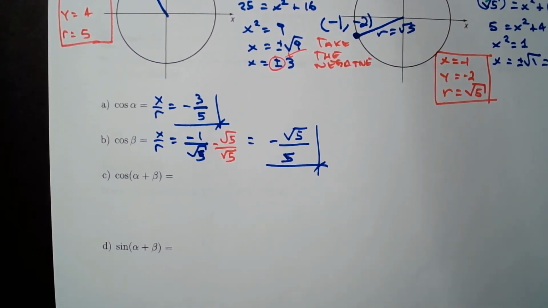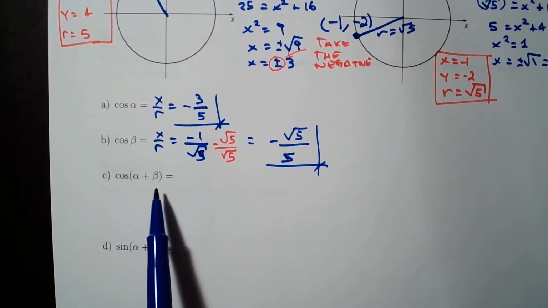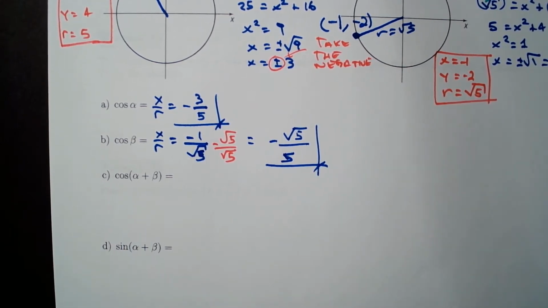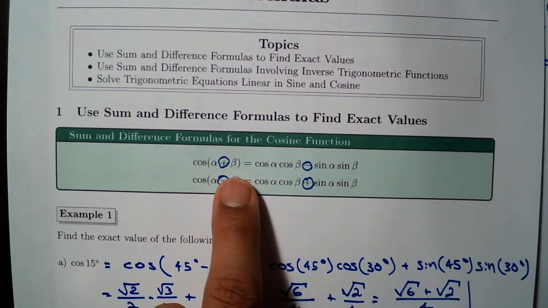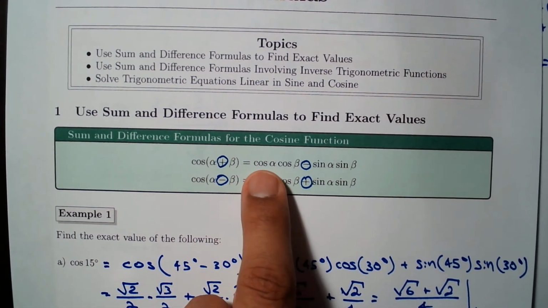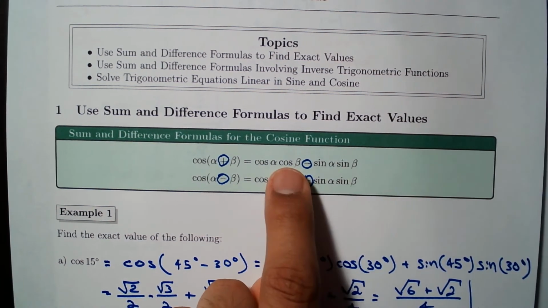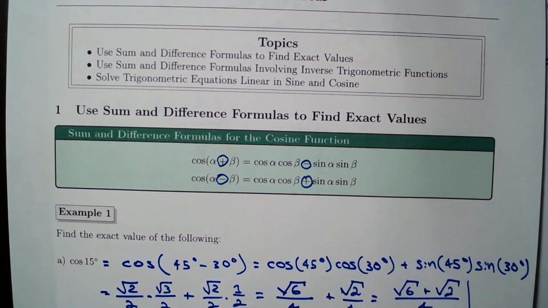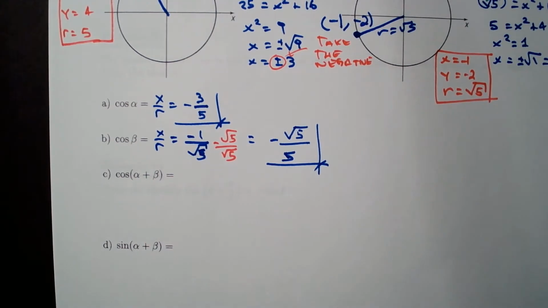All right, so let's look at cosine of alpha plus beta. Well, in this case, you might want to revisit the formula. Cosine of alpha plus beta is cosine alpha, cosine beta, minus sine alpha, sine beta, with a minus sign in between. All right, let's write down the formula if possible.